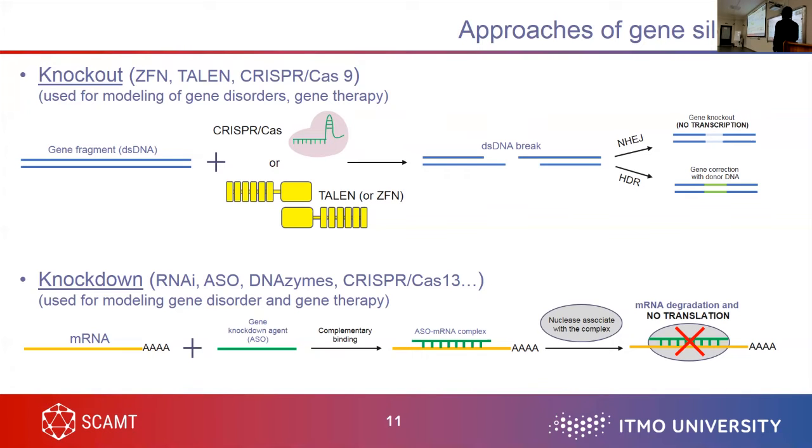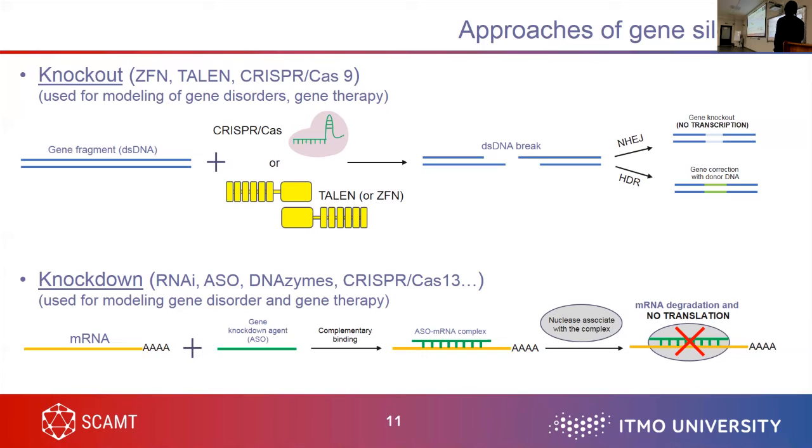The second way is HDR, or homology-directed repair. It's a pathway where we use donor DNA. Here we obtain a double-stranded DNA break, and we can add a donor DNA template that will be inserted into this gap. In this way we will obtain DNA with a new gene code with new features.